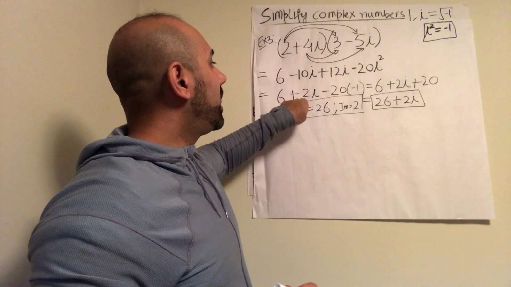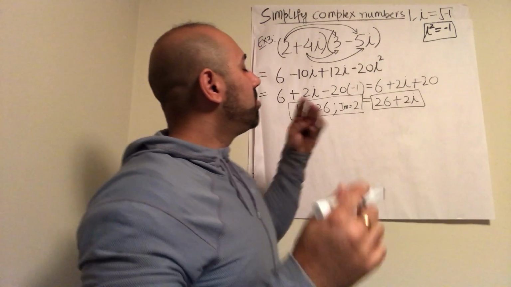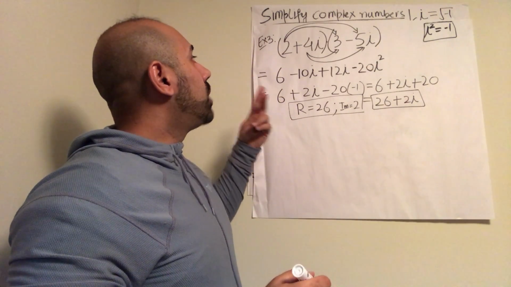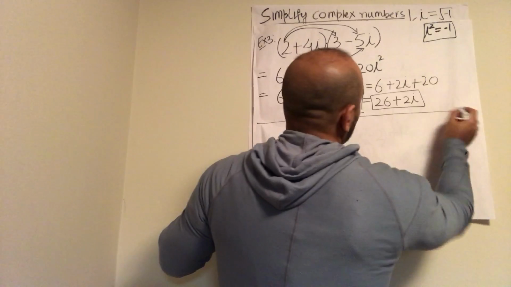You distribute, then you combine like terms, replace i squared with -1, again combine the real parts, and there you have the product of two complex numbers. So that was the product.